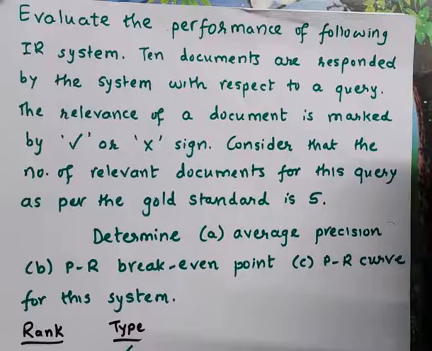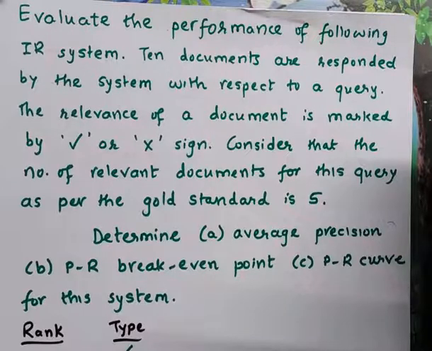The relevance of a document is marked by yes or no sign. So a correct mark indicates that the document is relevant. The cross sign indicates that it is not relevant. Consider that the number of relevant documents for this query as per the gold standard is 5.